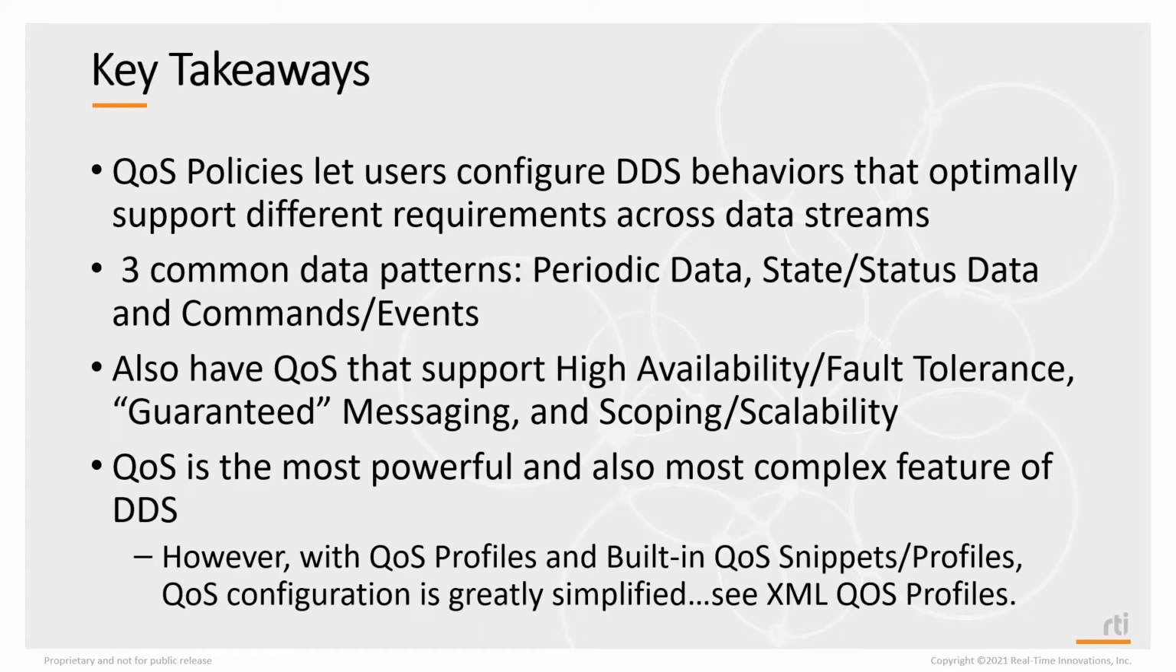Finally, really, QoS is probably the most powerful and also the most complicated feature of DDS. It's really what makes DDS unique. Okay, it makes it very different than anything else that you might find out there. But it is the most complex part of DDS. Because of that, RTI has offered QoS profiles, built-in QoS snippets and profiles that have been predefined.